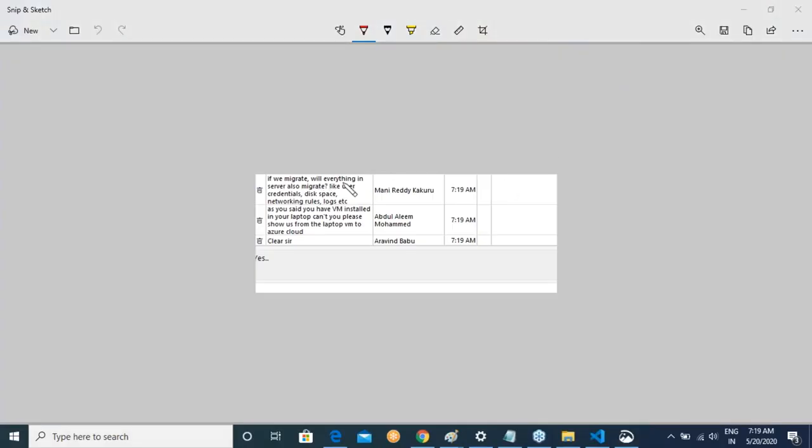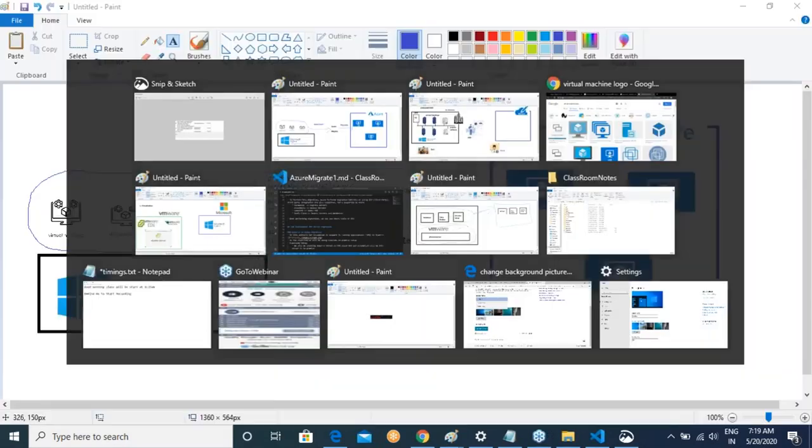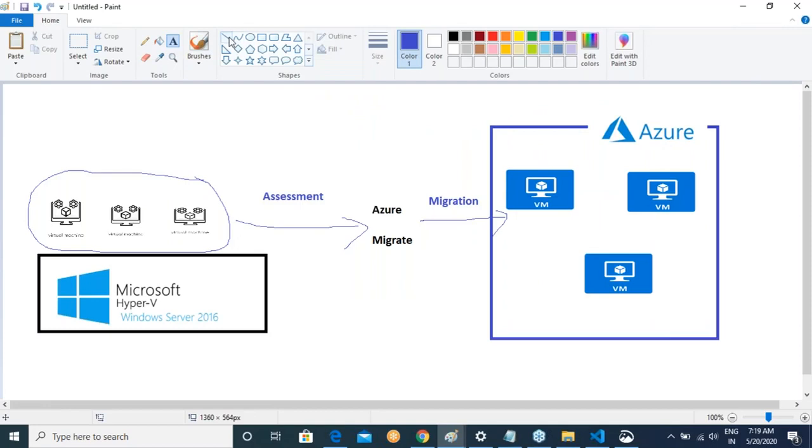If we migrate, will everything in the server also migrate, like user credentials, disk space, and money? Actually, we are not migrating this part. If you look at my image, I am not concerned about what is present on the server. This is not my area of concern. I am not interested in migrating anything from here, but I am interested in migrating what is in the virtual machines.